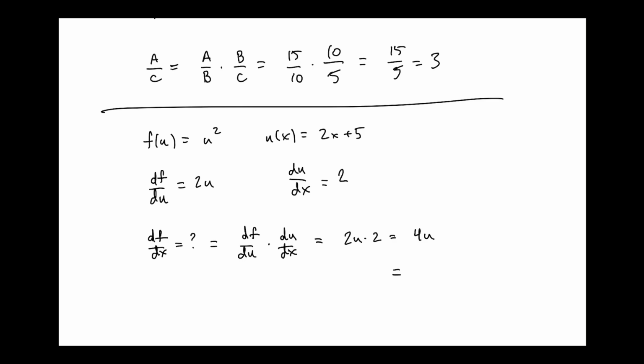Now fortunately, as Thomas said, what is u? It's 2x plus 5, right? We know that, so we can just substitute that in. And get 8x plus 20. Okay, no big deal there, right?